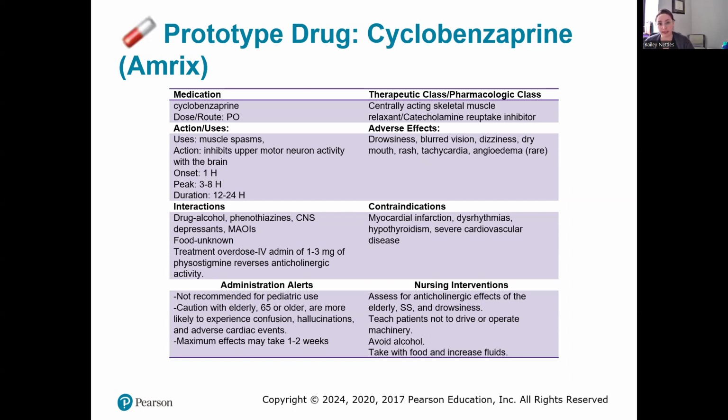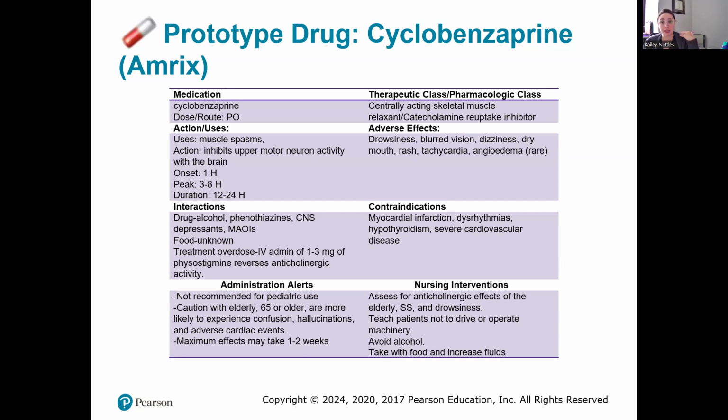It's not recommended for kids. If you use it on the elderly, you have to have extreme caution because they have an increased risk of bad reactions. They can have confusion, hallucinations, and even cardiac events. So definitely monitor these patients. It can take a maximum of 1 to 2 weeks for this to work. If they're giving this muscle relaxer to a patient who is going to be on it a long time, we need to tell them it's going to take 1 or 2 weeks for it to really work.